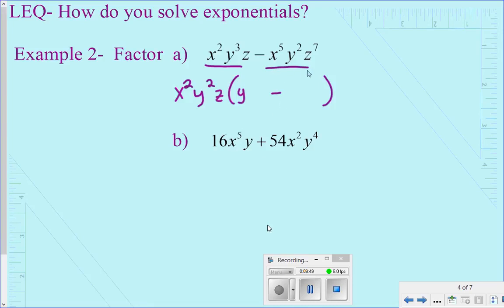Now we're moving to the second term. So x squared times what gives me x to the 5th? That's x cubed. Y squared times just a 1 is y squared. And z times what gives me z to the 7th? That's a z to the 6th.